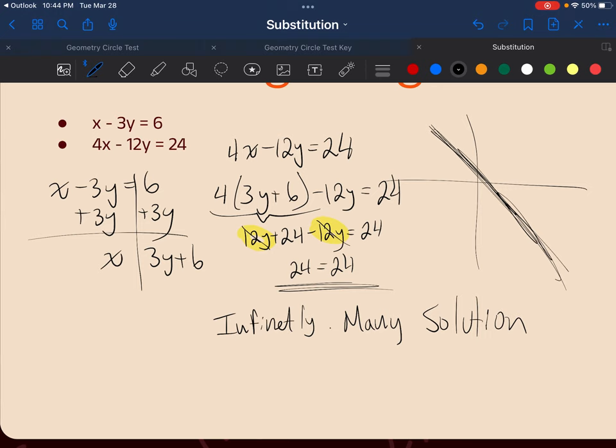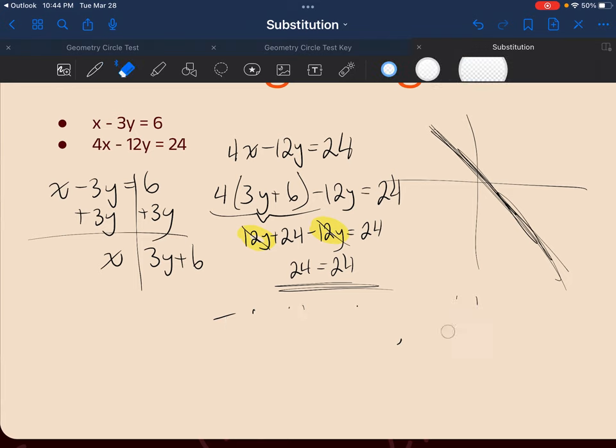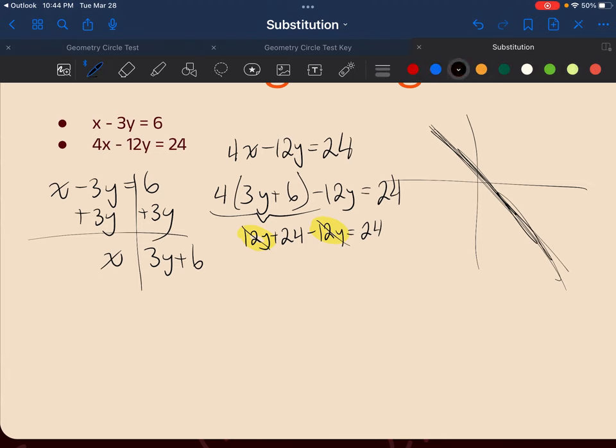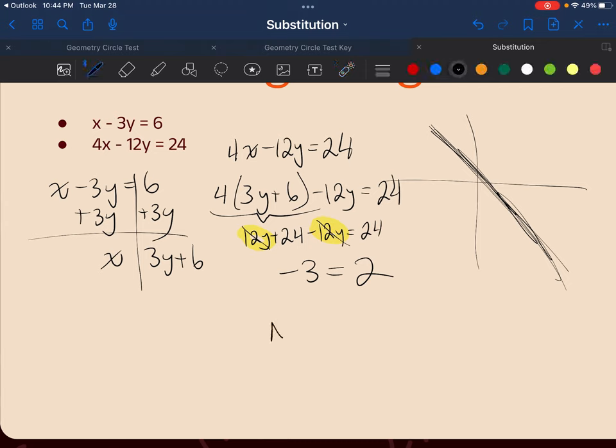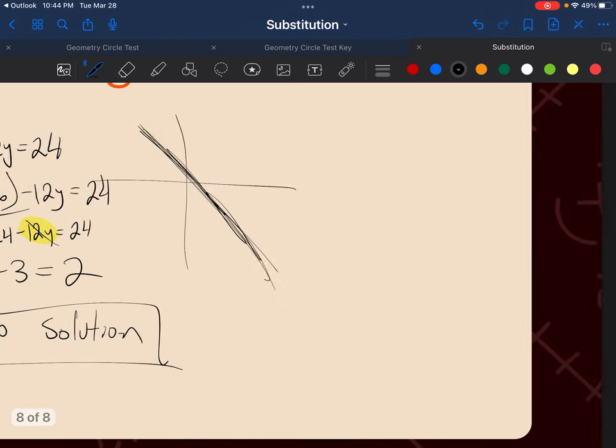All right, so what if our letters were to cancel out, but we were left with two numbers that don't match? So let's say instead of getting 24 is equal to 24, we get -3 is equal to 2. If all our letters cancel out and we're left with two numbers that don't match, like we are here, we would have no solution.